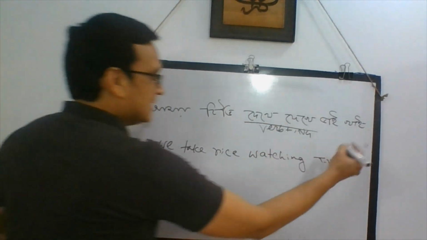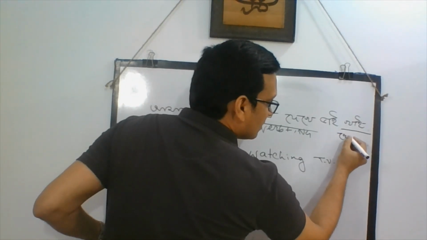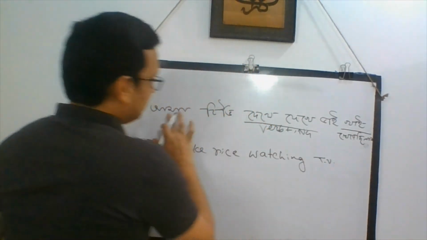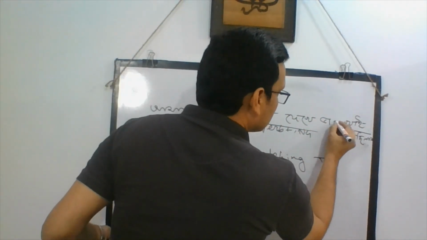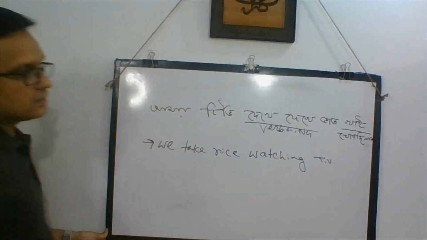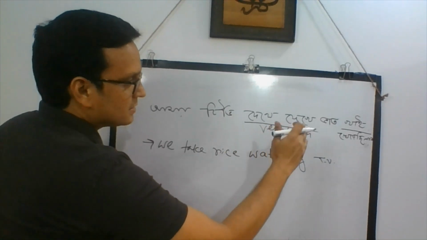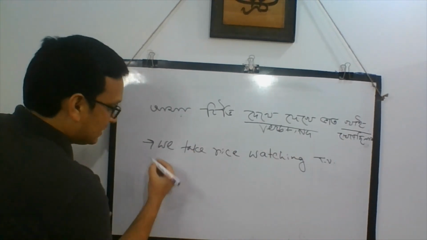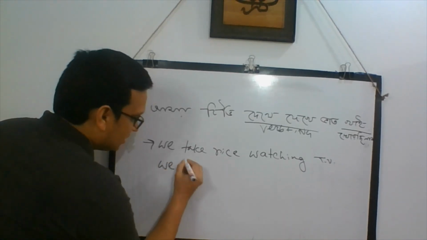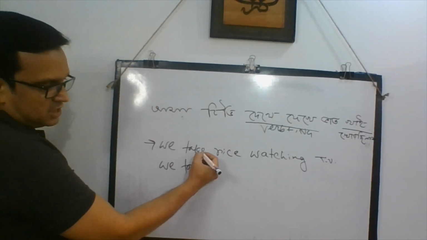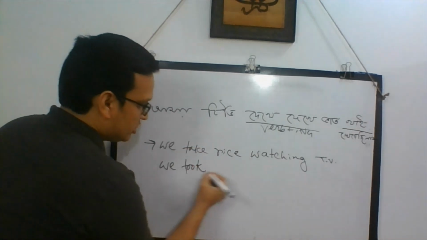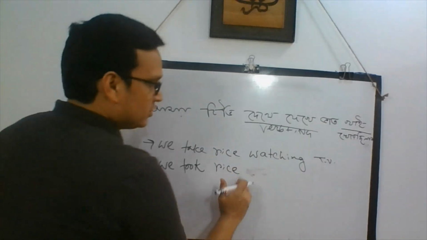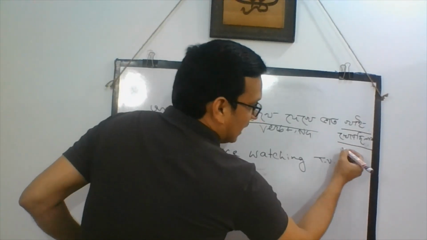But here, if I add the tense, khechilam. আমরা টিভি দেখে দেখে ভাত খাই, আমরা টিভি দেখে দেখে ভাত খেয়েছিলাম। তো টেন্সটা তো চেঞ্জ হবে। তাহলে আমরা কি করেছিলাম, আমরা ভাত খেয়েছিলাম, উই টুক। টিভির জায়গায় আমরা হ্যাভও বসাতে পারি। তাহলে এখানে হবে, We took rice, the same, watching TV.